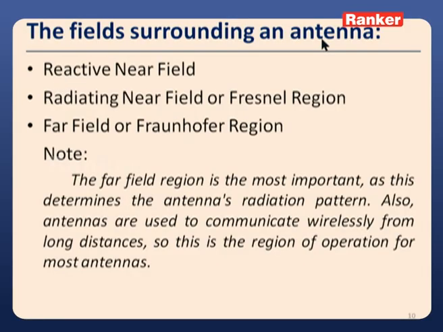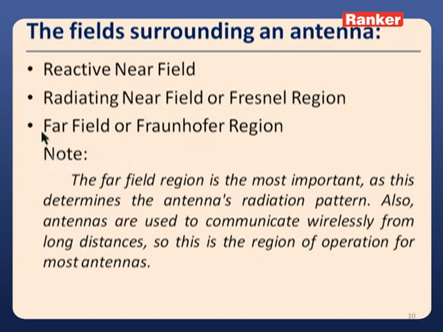Now you have to observe which region is suitable for calculation, or for observation of the radiation pattern. Around the antenna, the regions are classified as the reactive near field region, the radiating near field, which is also called the Fresnel region, and the far field or Fraunhofer region. These are the three regions around our antennas.